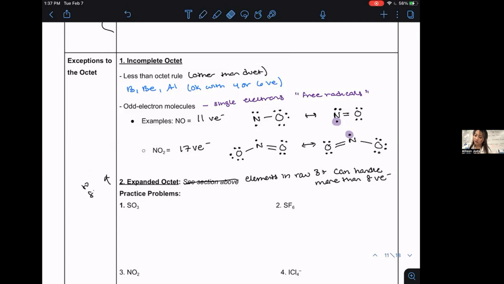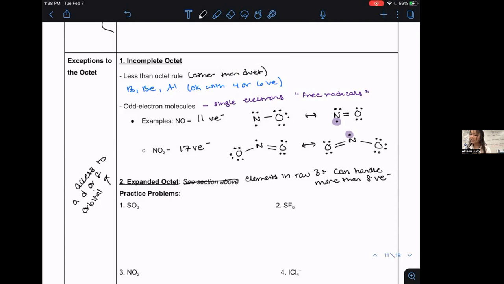Do they have access to a D or F orbital? Because when you're an element in row 3 or above, you technically have an unfilled 3D, a 4D, a 4F, a 5D, a 5F. There's no such thing as a 3F, sorry, 3D, and then a 4D, a 5D, 5F, 6D. Just 6D. I'm going off of memory. Either way, you have access to a D or F orbital, so you can handle more.